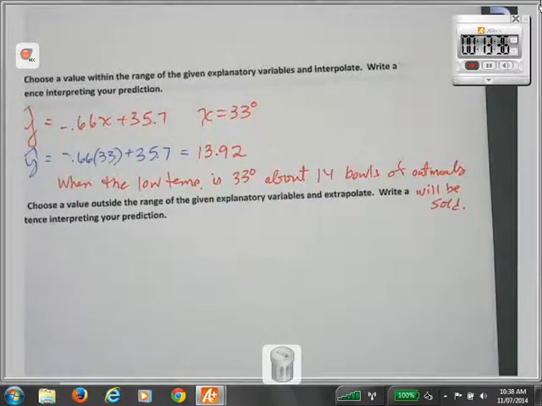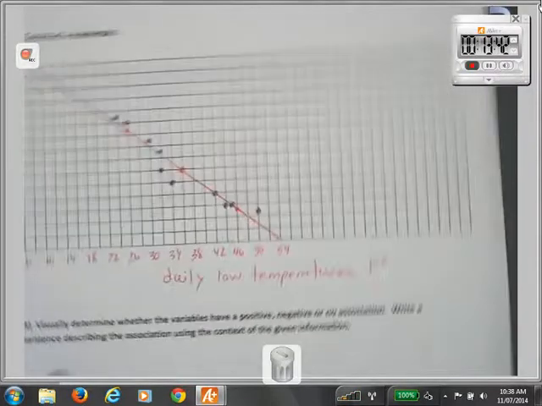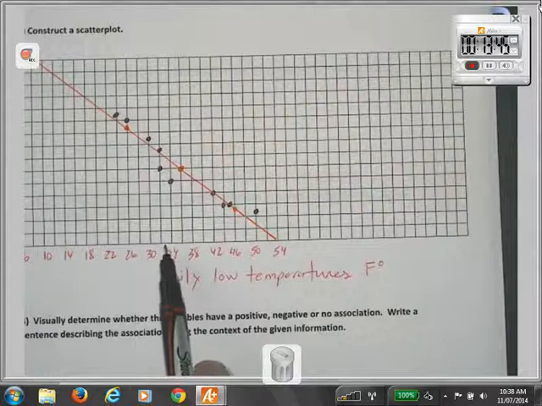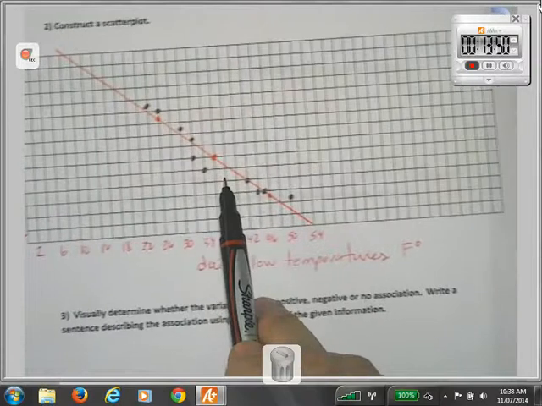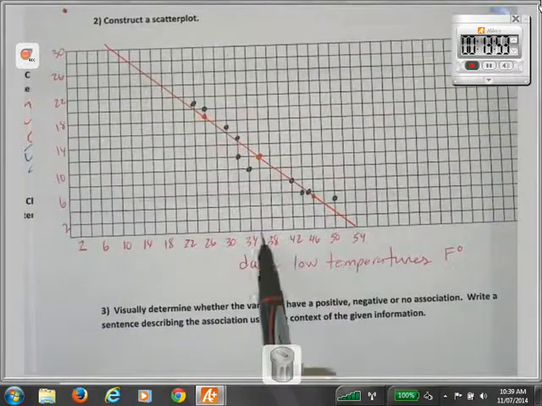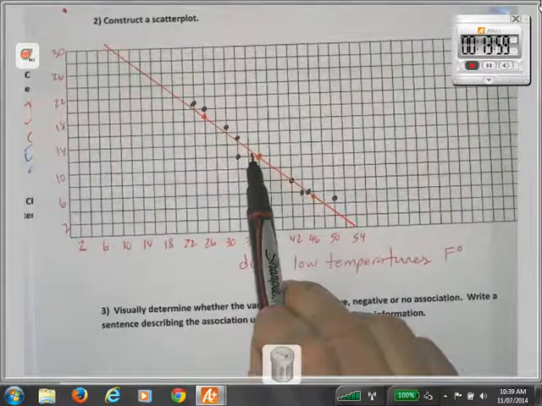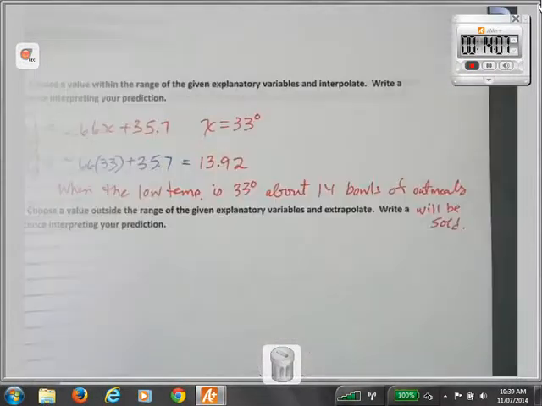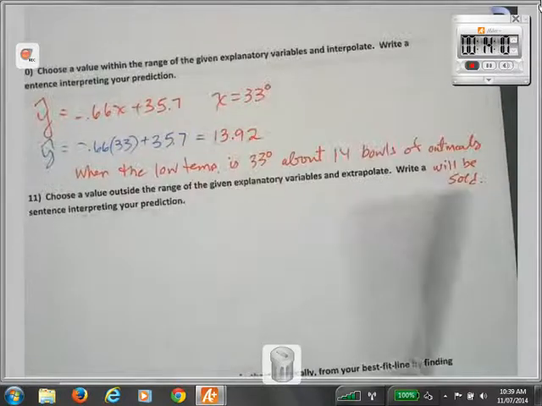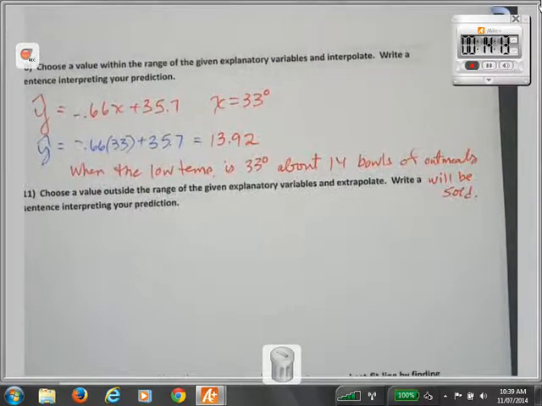Let's take a look at how that looks on the scatter plot to see if that matches the line. So if we look at 33 degrees and we go up to see where that line is, it's right at 14. How perfect that is. So that confirms that our line is really good, 33 degrees up to about 14. And we correctly did that little bit of math. And that's the interpretation. Now, again, it's an interpolation because we picked a value within the range of the data.